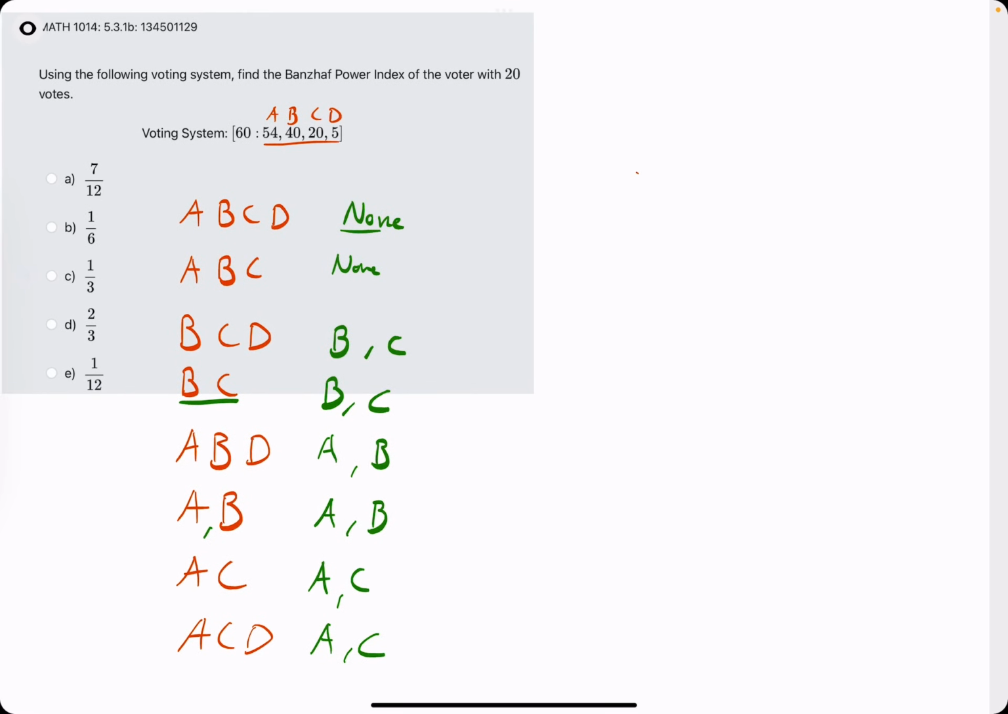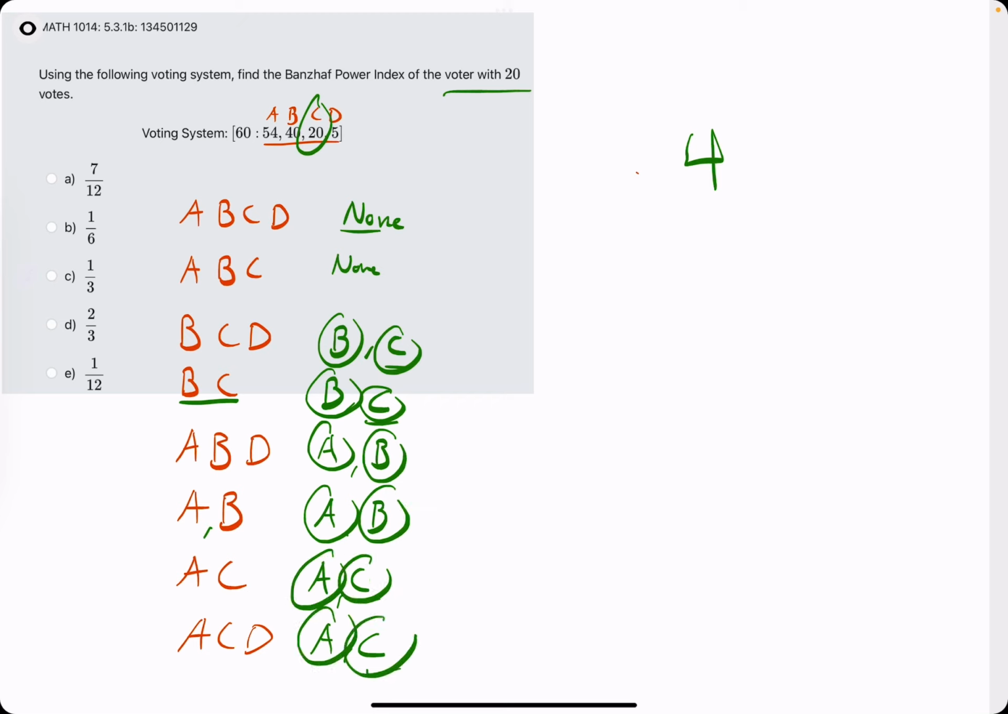So now the voter with 20 votes is what we're concerned with. Voter with 20 votes, that's voter C, okay? So let's count the number of times C is critical. 1, 2, 3, and 4. So 4 out of the number of times anyone was critical. So we have 1, 2, 3, 4, 5, 6, 7, 8, 9, 10, 11, 12. So 12 is the total. 4 divided by 12 is 1/3. Come on, baby. 1/3 is our answer.